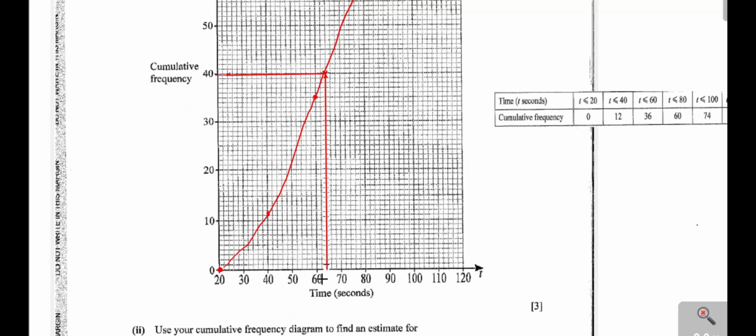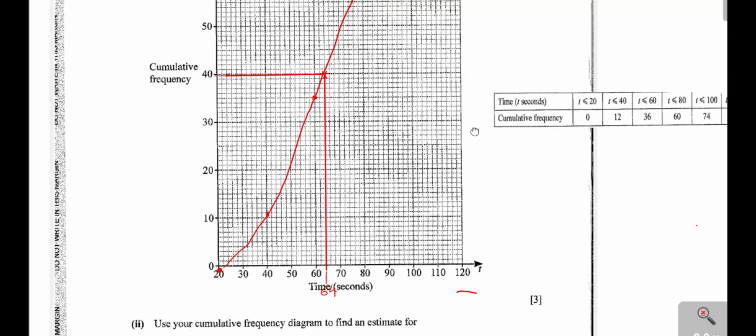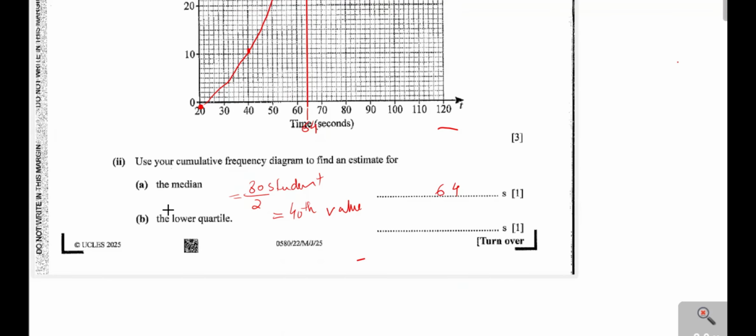This value here is 64, because one small square is 2 seconds. Therefore, this is 62, 64, 64 seconds. And the median will be 64 seconds. Next is the part second. Use your cumulative frequency diagram. Find the lower quartile. Lower quartile we represent by Q1.